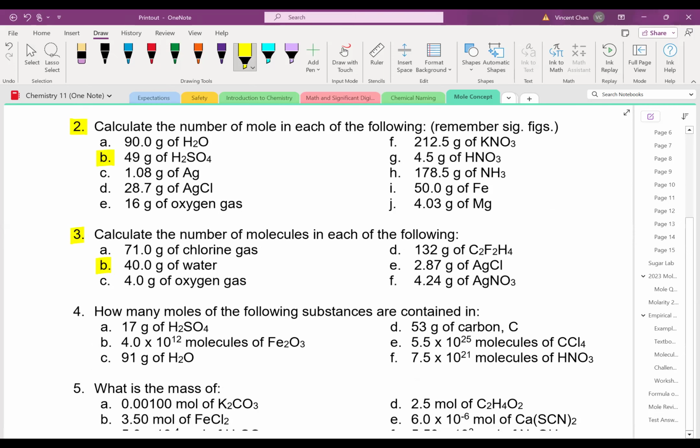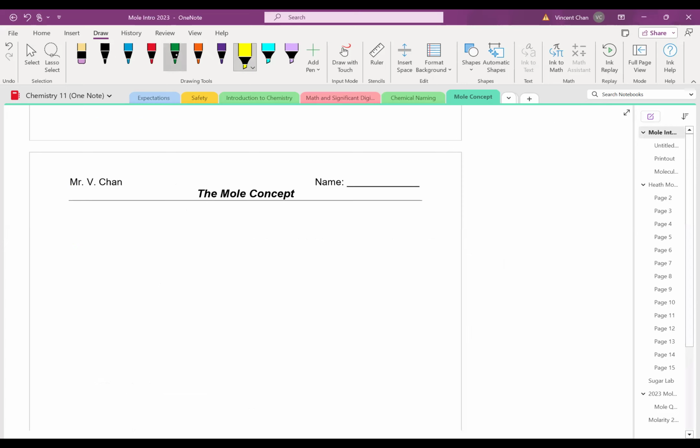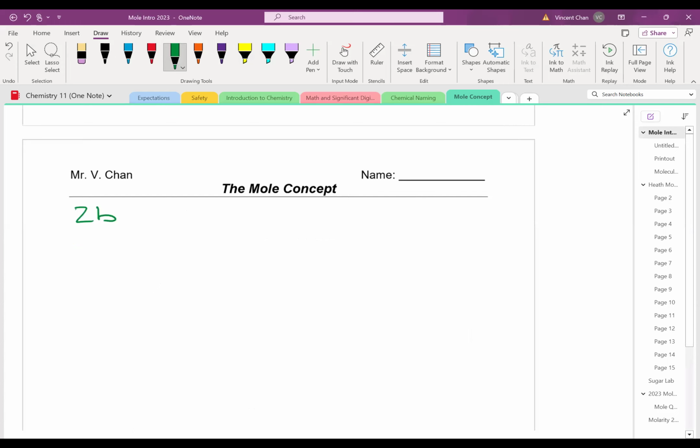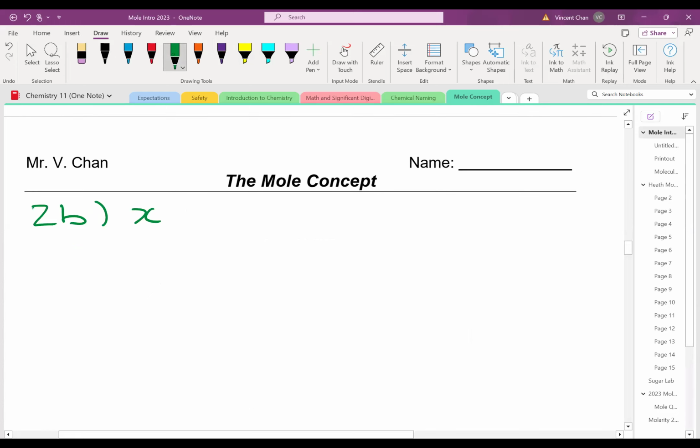Now, reading question number 2B, it says calculate the number of moles in each of the following. So notice I have 49 grams of H2SO4. So I want the number of moles in 49 grams of H2SO4. So for question number 2B, I want to calculate X moles in 49 grams of H2SO4.